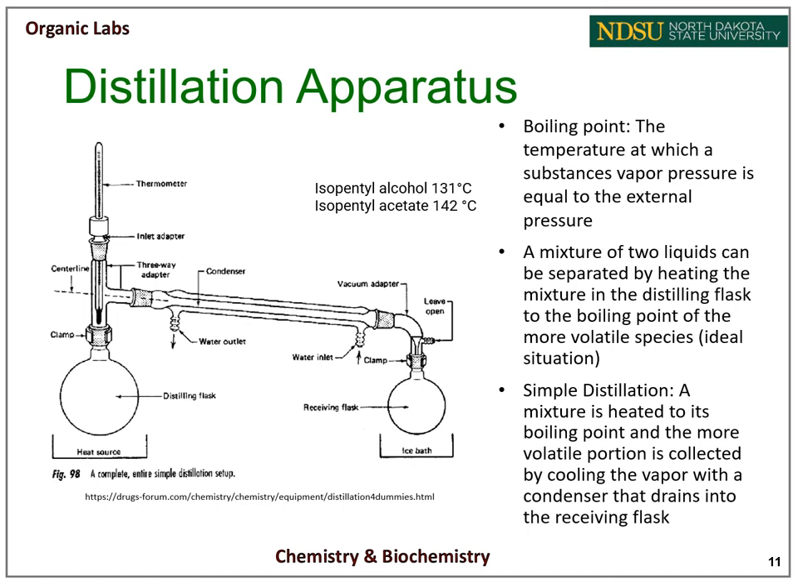Since isopentyl alcohol and isopentyl acetate have different boiling points, they can be separated in this method, leaving you with pure product. Isopentyl alcohol's boiling point is 131 degrees Celsius, and isopentyl acetate's is 142 degrees Celsius. You'll be collecting purified isopentyl acetate.